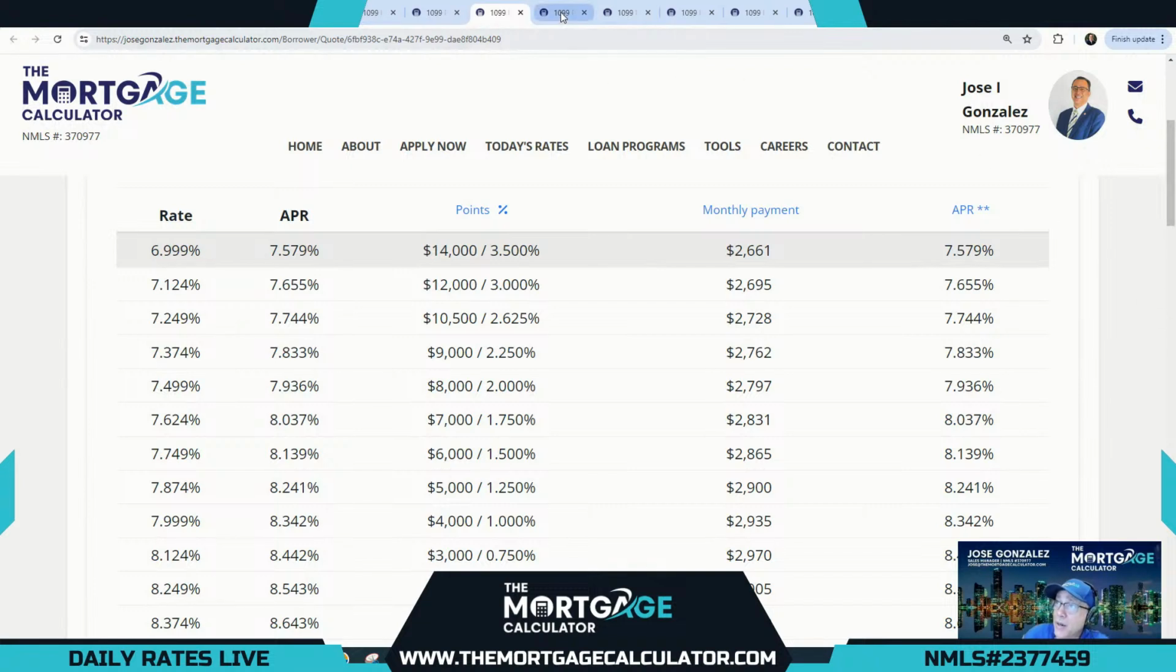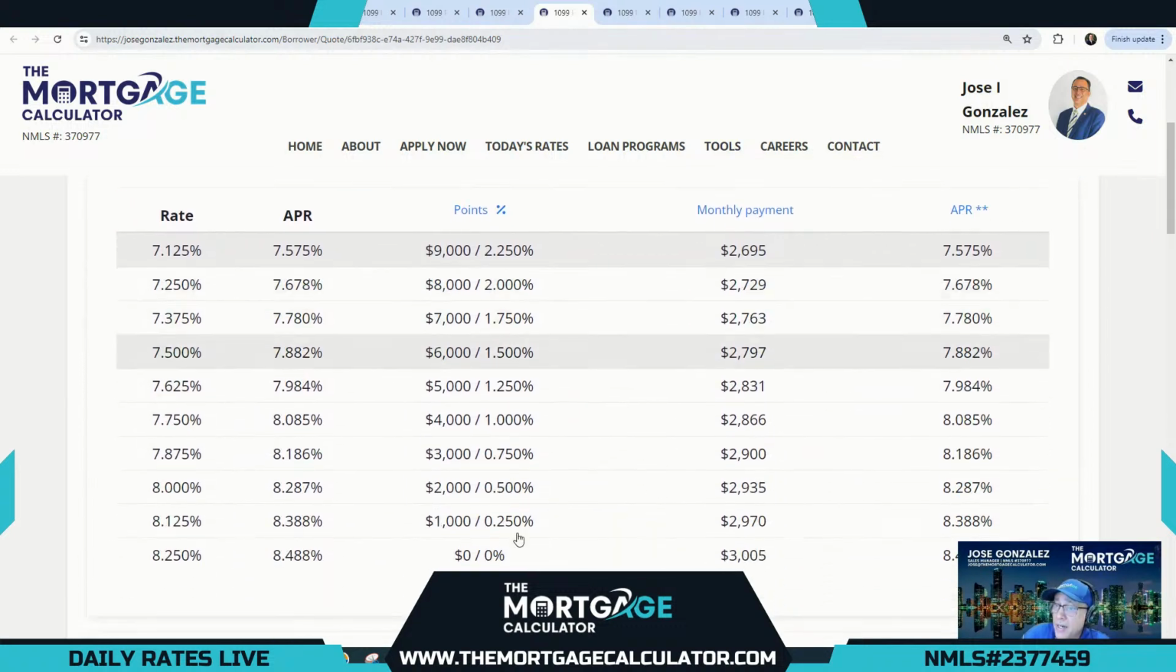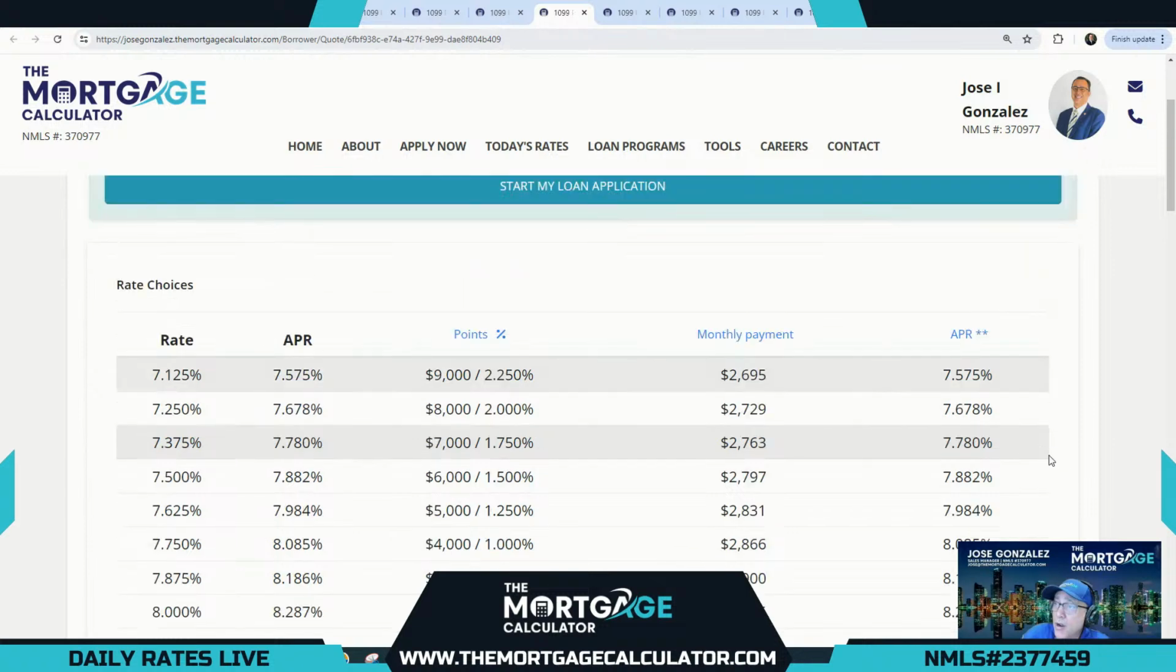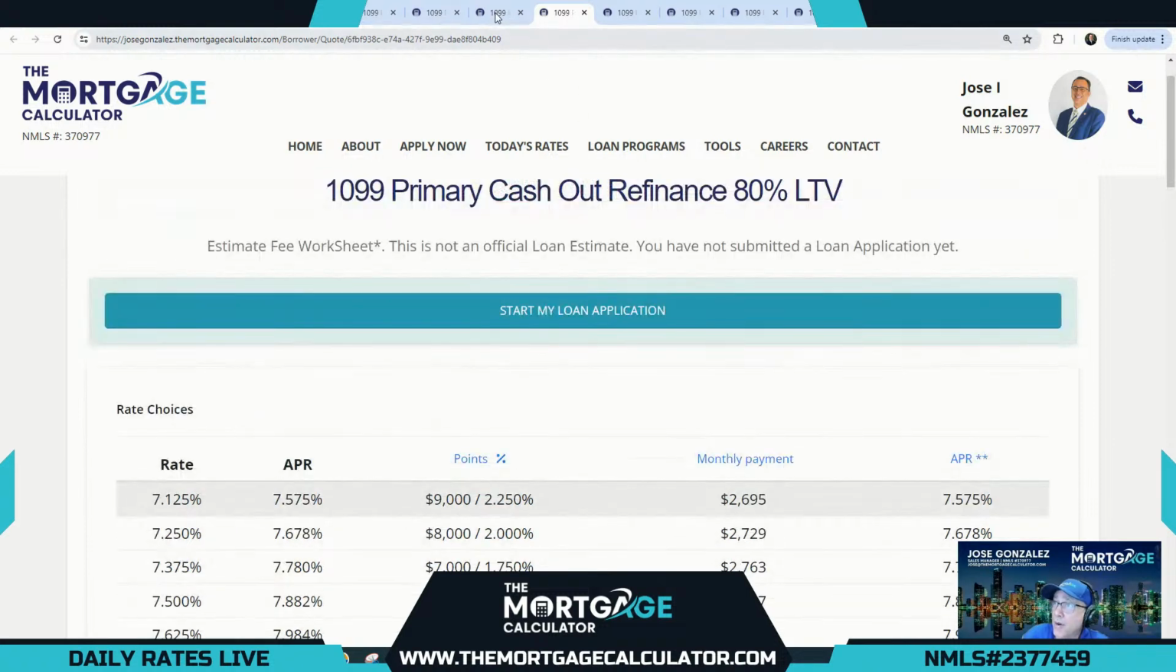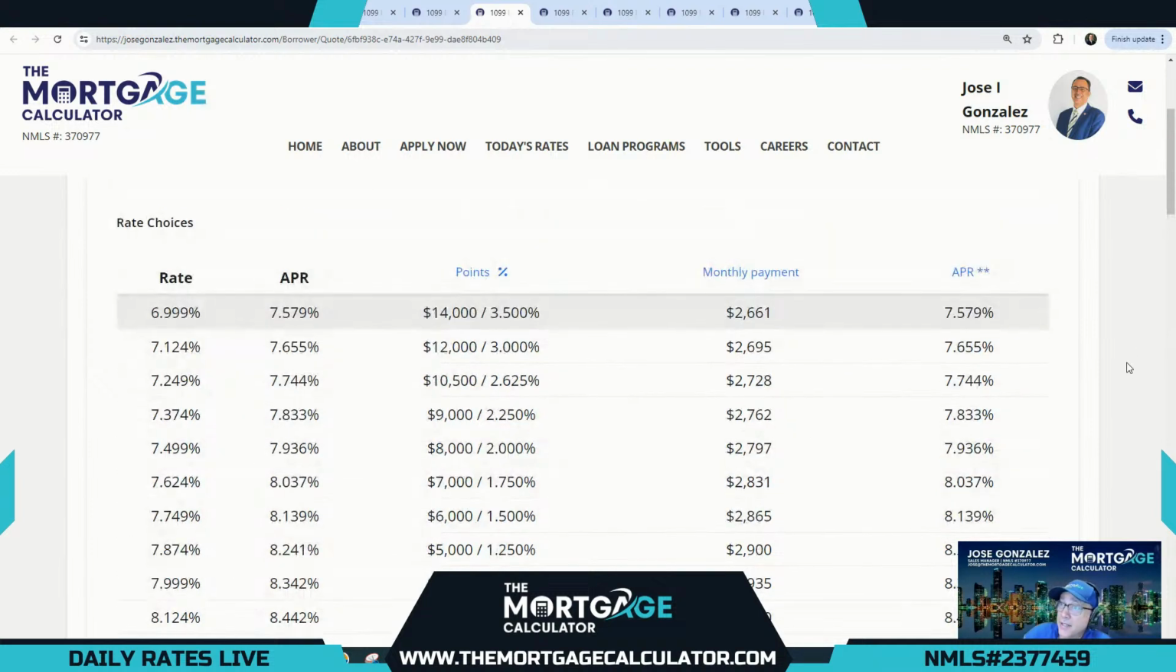And you will see here, both of these are 80%, right? A little bit lower cost on the primary, but you will notice on the investment, you can go lower in the rate because we do have a 5-year prepay on this, which does give us some credits. And also on the investment property, our points and fees can go a little bit higher as well.